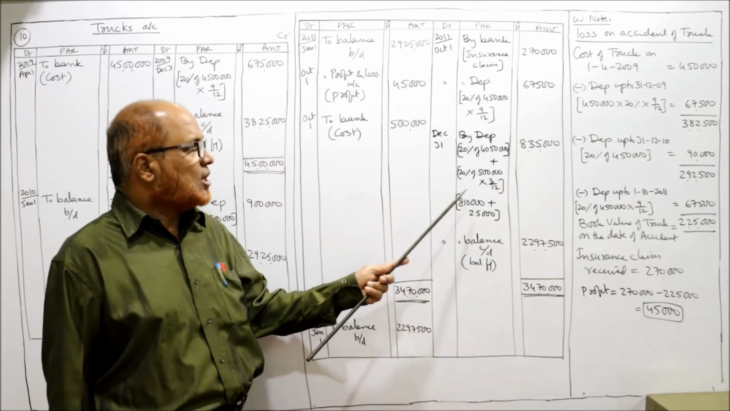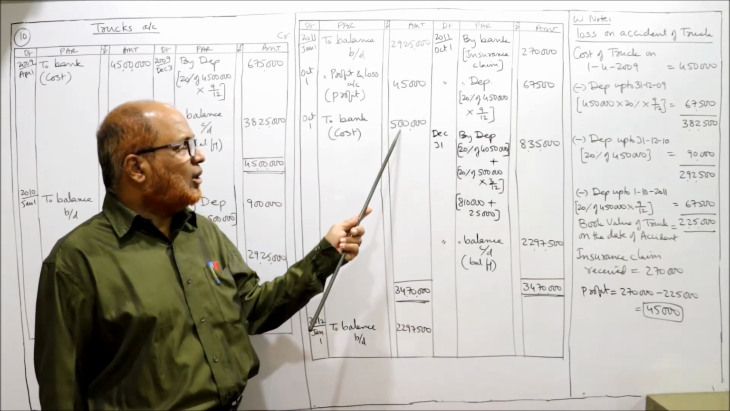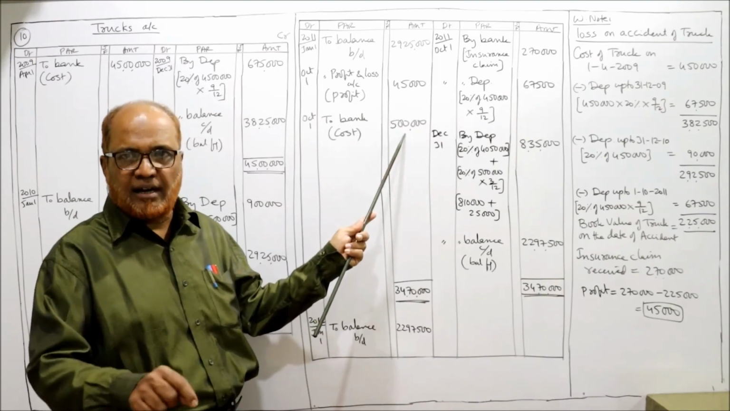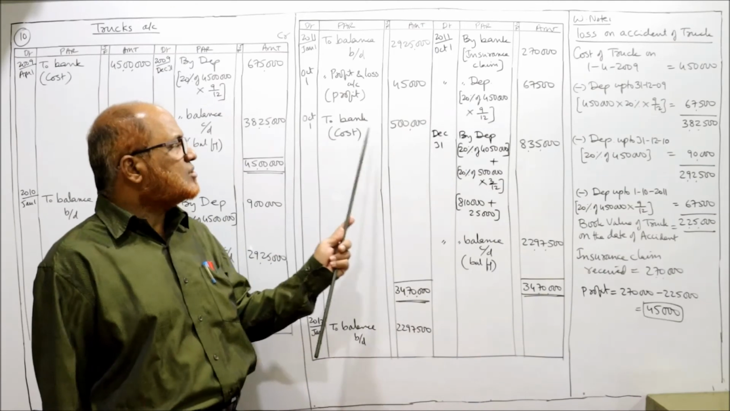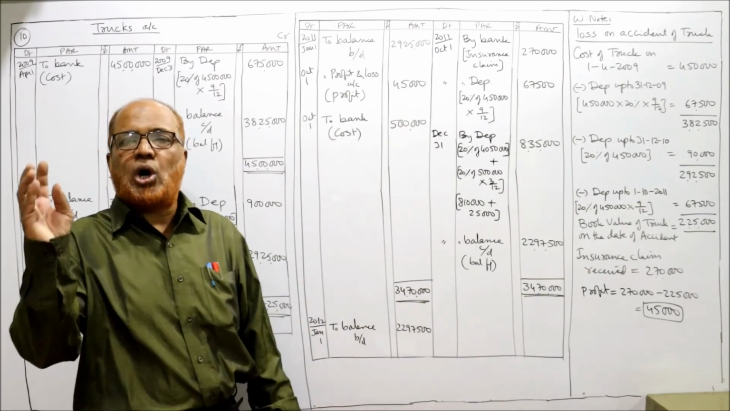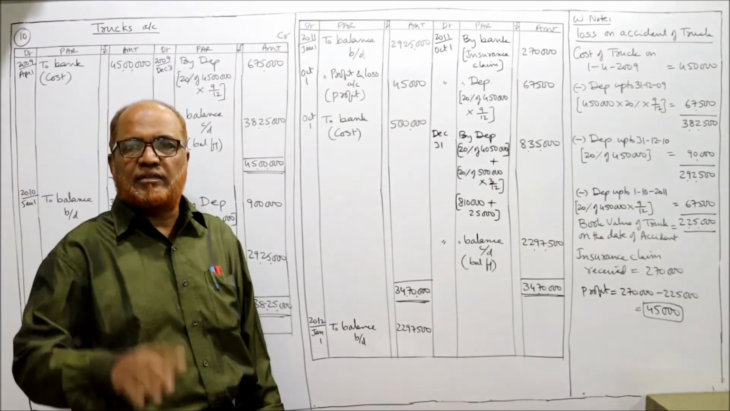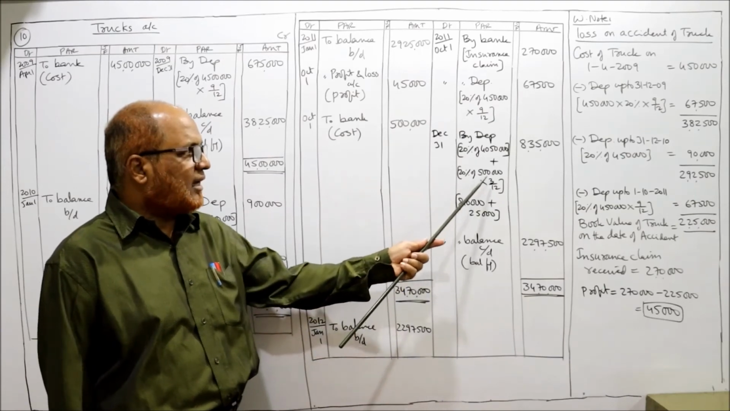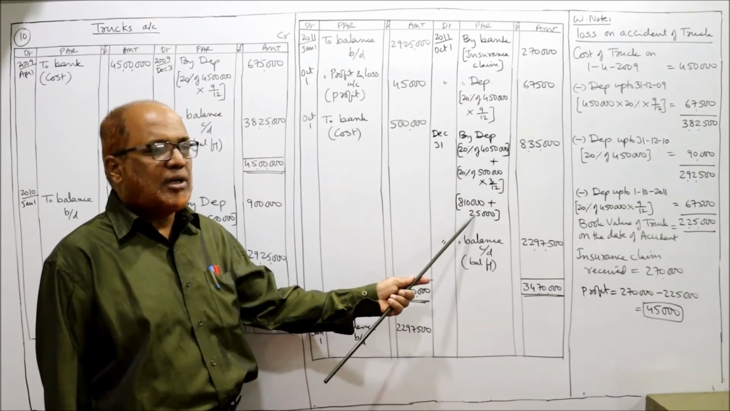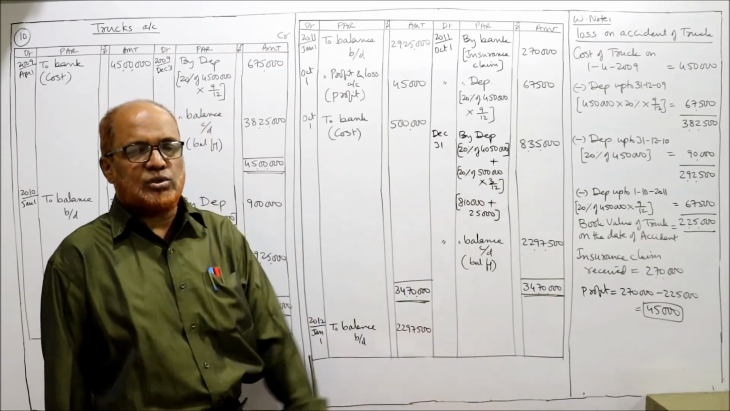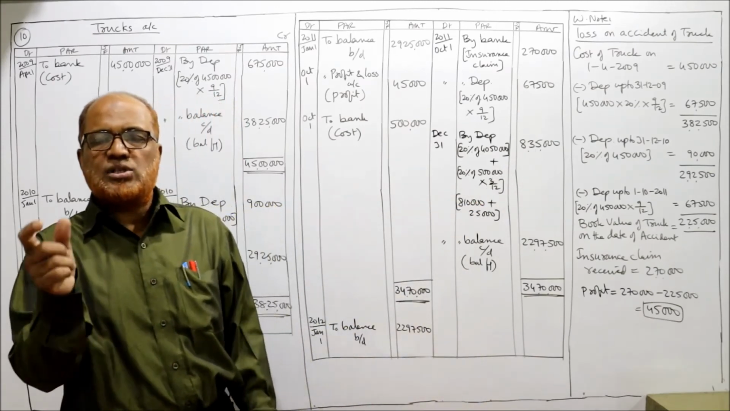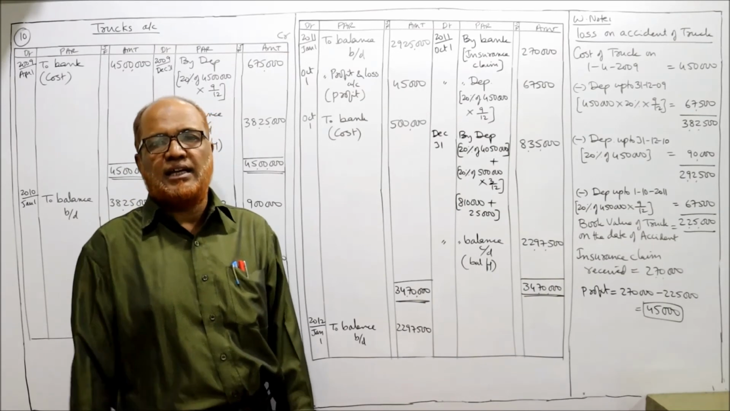Now 20% of 5 lakh, the new truck purchased during the current year. So 20% of 5 lakh into 3 by 12, because we purchased it on 1st October. October, November, December, only 3 months. So 20% of 5 lakh into 3 by 12, you will get 25,000. So 8 lakh 10,000 plus 25,000, 8 lakh 35,000, is the depreciation for the current year.